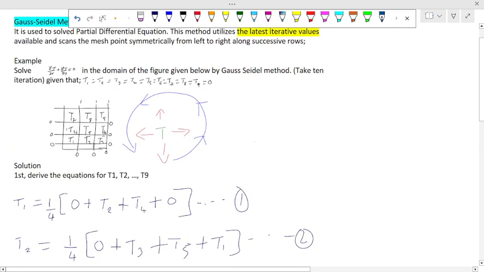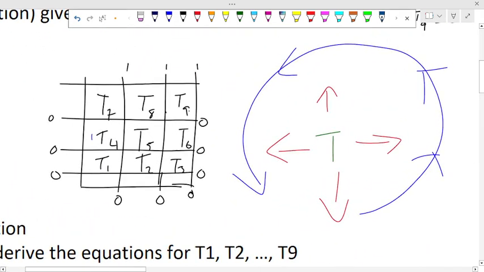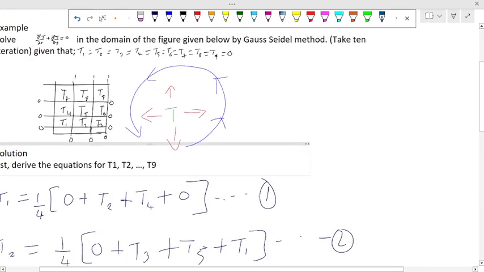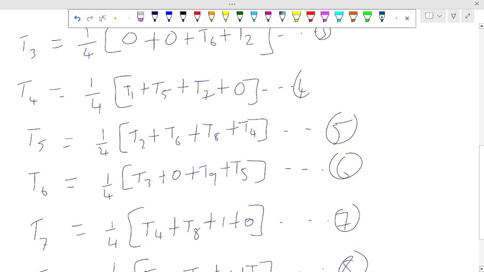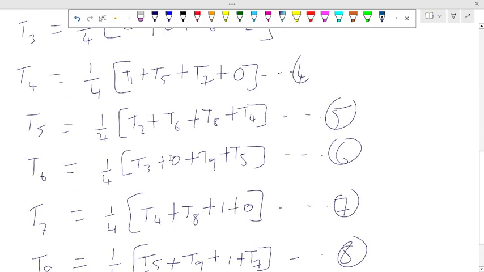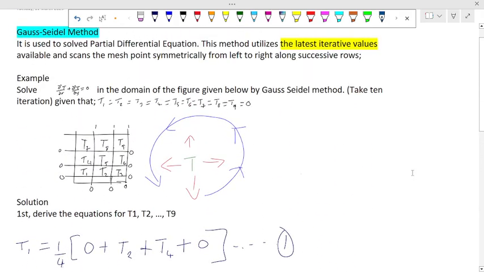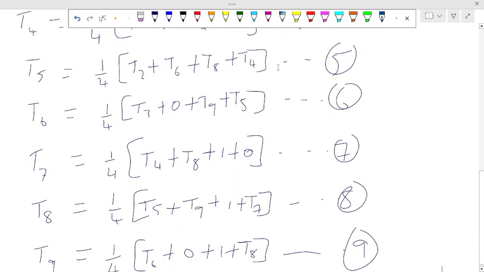T6, that will be what? Excuse me, let me take this out. So for T6 we'll have T3, 0, T9, and T5. T6: T3, 0, T9, T5. Perfect. So let's check T7. T7, that will be what? T4, T8, 1, 0. T4, T8, 1, 0. Perfect.